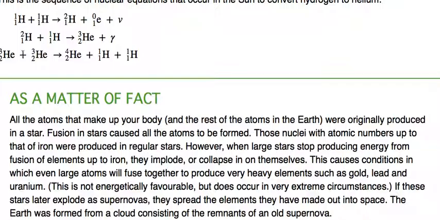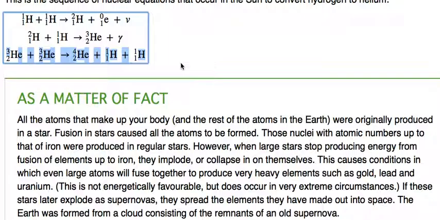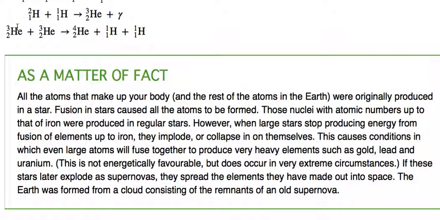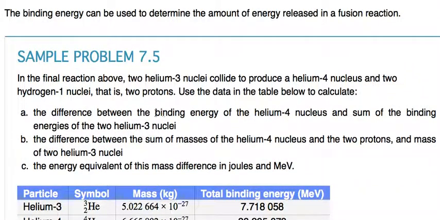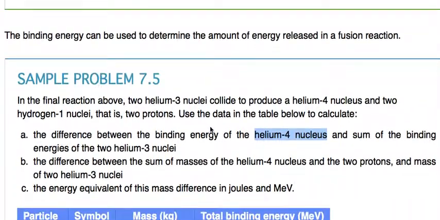So it's probably a good idea at this point to write this down, because this is what we're working with, that equation right there. This is before fusion, this is after fusion, and we're going to look at the energy that's released going from this side of the equation to this side. The first part says, find the difference between the binding energy of the helium-4 nucleus, which is, remember, on this side of the equation, and the sum of the binding energies of the two helium-3 nuclei. We're not interested in the protons here because that's irrelevant.